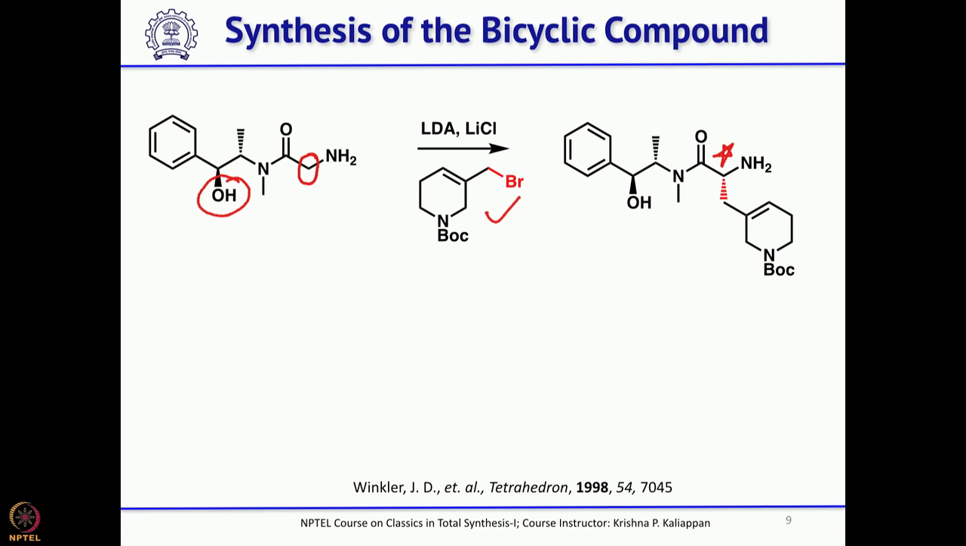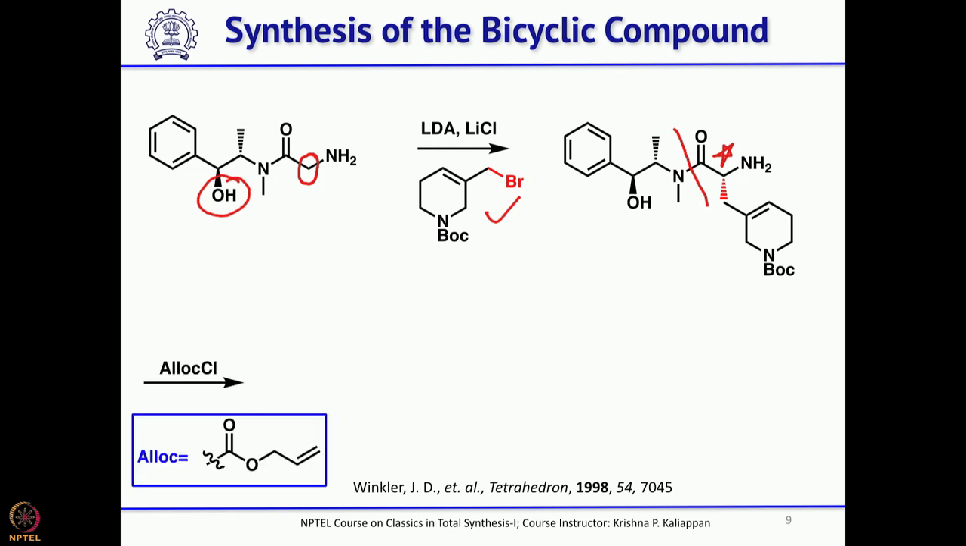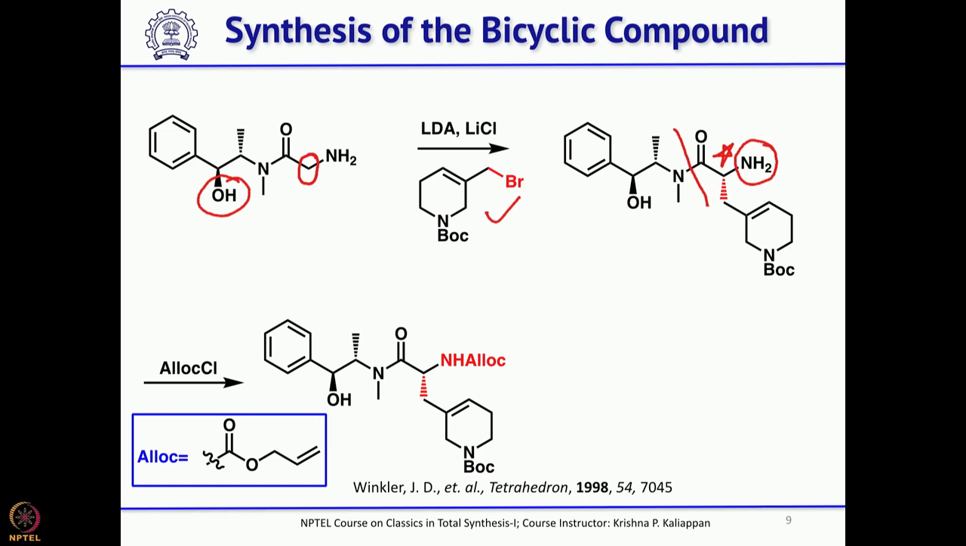So now you can see one new chiral center has been introduced. Once the chiral center is introduced, then you have to cleave the chiral auxiliary. Cleaving the chiral auxiliary can be done, but before that the free NH2 should be protected. So the NH2 was protected as allyl oxycarbonyl group. This is called Alloc. Alloc is allyl oxycarbonyl group. So the corresponding chloride you take and treat with base, you get the NH protected as Alloc protecting group.